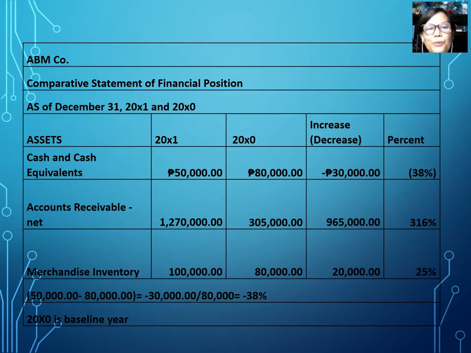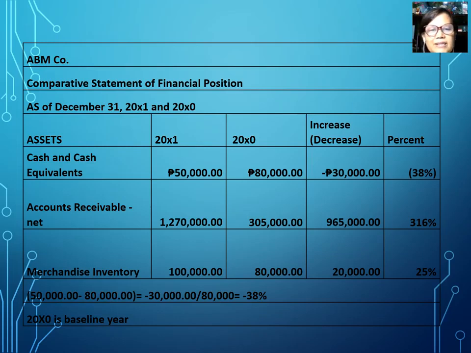Okay, let us now compute the horizontal analysis in a comparative statement of financial position of ABM Company as of December 31, 20x1 and 20x0. So, our heading will be assets, 20x1, 20x0, then increase or decrease, and then percent.